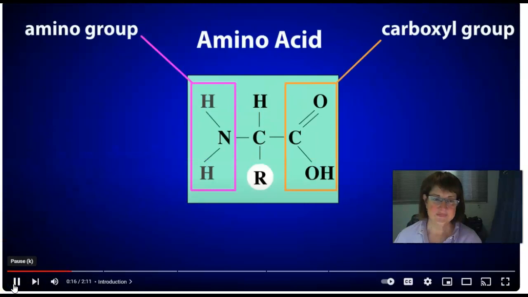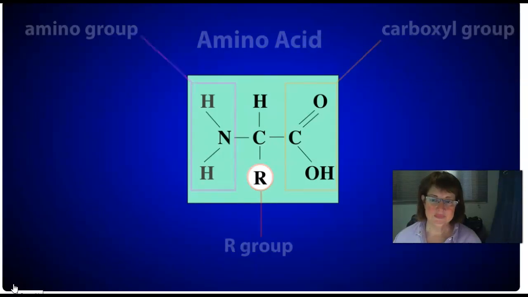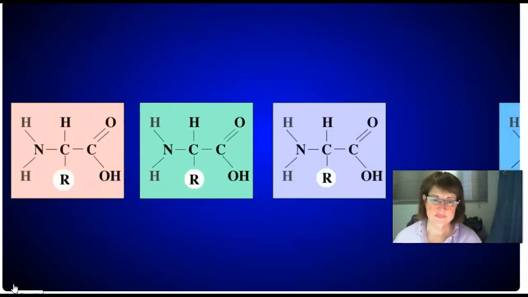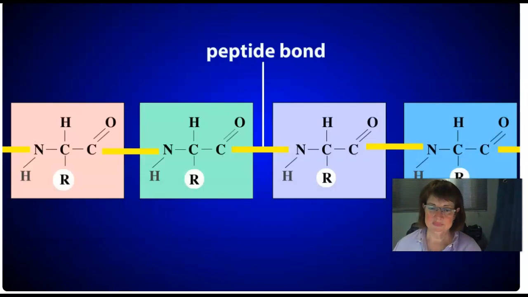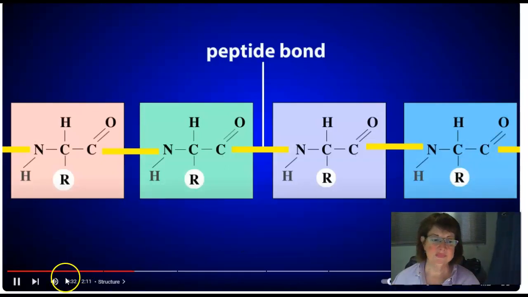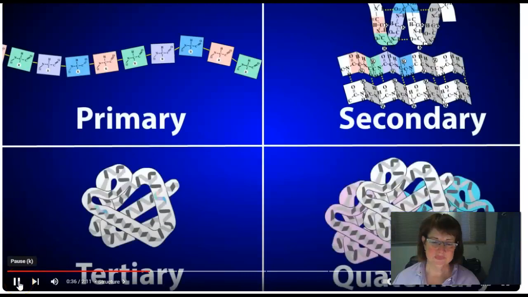What makes each amino acid unique is the presence of a variable, or R group. The R group gives each amino acid its chemical properties. Amino acids are linked together by peptide bonds, forming long polypeptide chains. As these chains form, the polypeptide develops multiple levels of structure, which contribute to its overall shape. Okay, we talked about shape being important, so let's look at it in a little more detail.